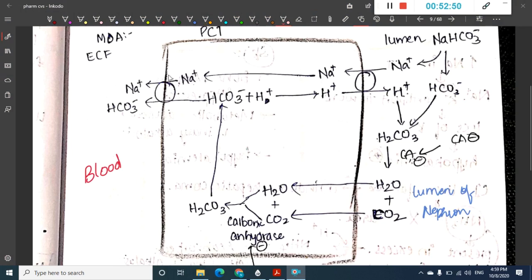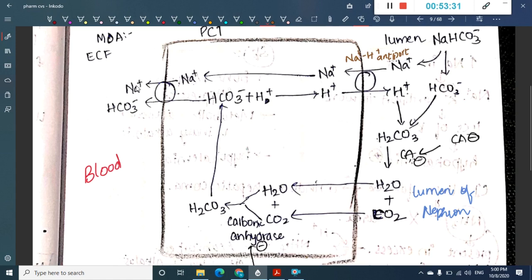Okay, so first in the lumen of the nephron, we have sodium bicarbonate. This sodium bicarbonate gets divided into sodium and bicarbonate. This sodium gets absorbed in exchange with H plus, that is proton, hydrogen ion. This antiport has a name: it is called the sodium hydrogen antiport. Okay, so with the help of this sodium hydrogen antiport, this sodium gets absorbed and H plus is secreted. This sodium is absorbed through the basolateral membrane into the blood.